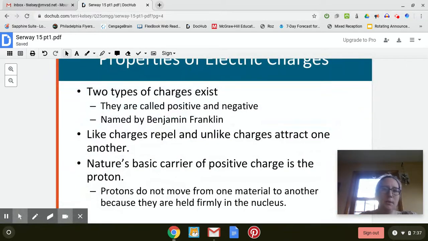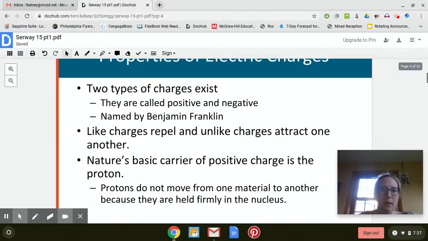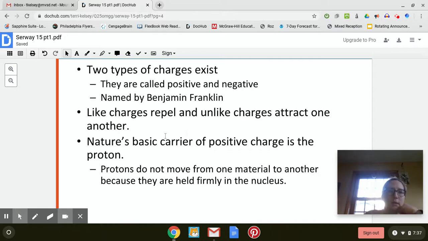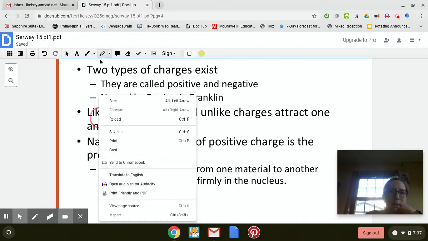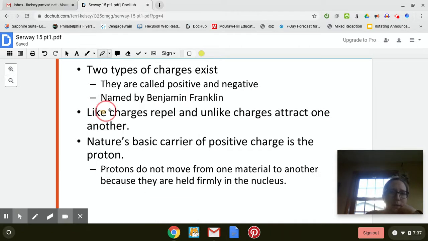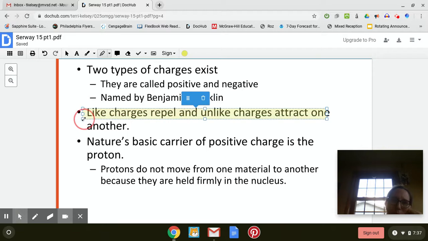So there are two kinds of charges, positive and negative. And then this right here, oh gosh, here we go. Like charges repel and unlike charges attract. That would be called the law of charges. Okay, and as you know, as we get on, it gets much harder and much more important.